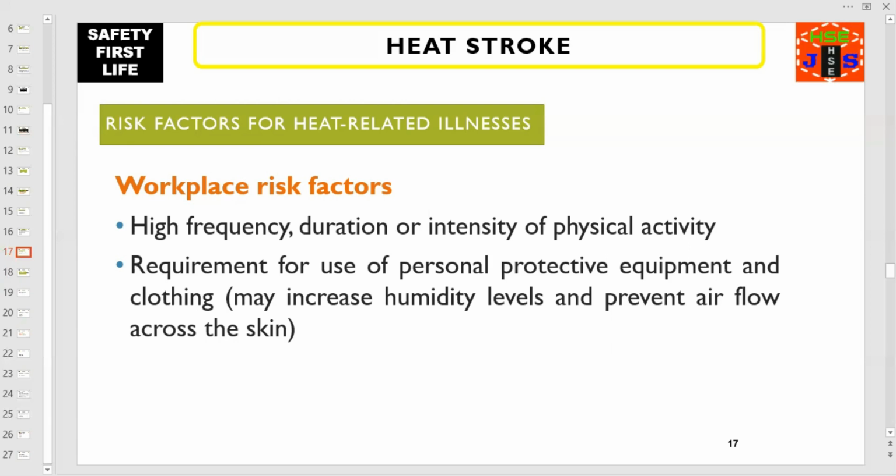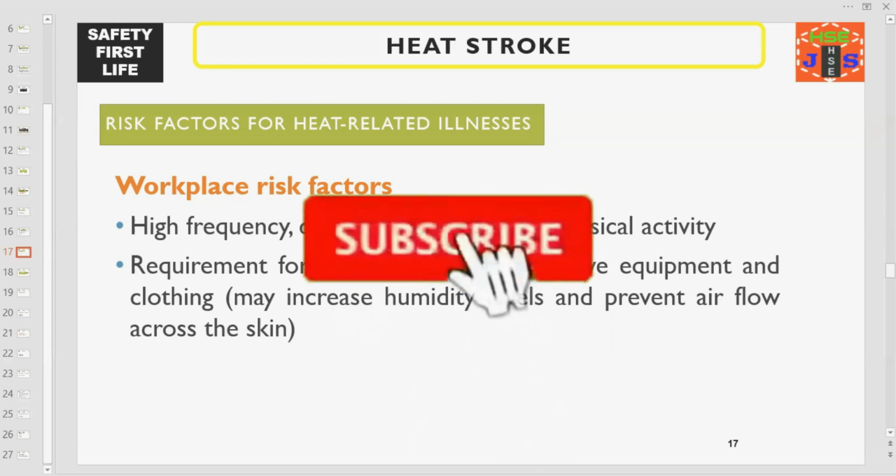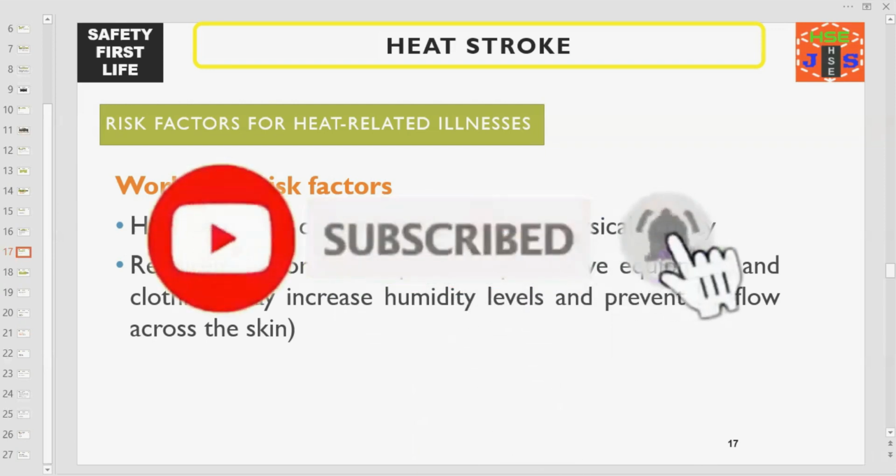So this was part one of this training session. That was about the risk factors. In the upcoming training session, I'll tell you how to make risk assessment and what are the risk control measures. That's all for now.